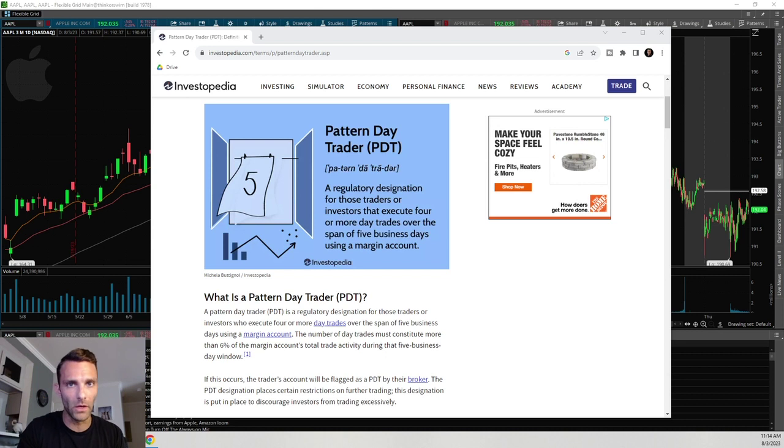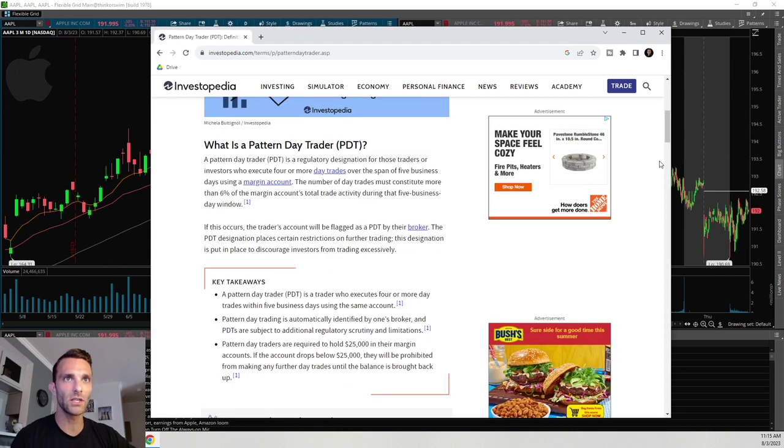Some people are familiar with this, and I know others aren't, but it's a regulatory designation for those traders or investors who execute 4 or more day trades over the span of 5 business days using a margin account. The number of day trades must constitute more than 6% of the margin account's total trade activity during the 5 business day window. If this occurs, the trader's account will be flagged as a PDT by their broker.